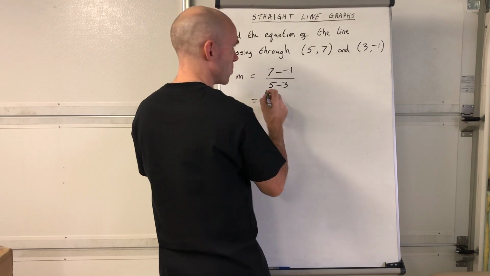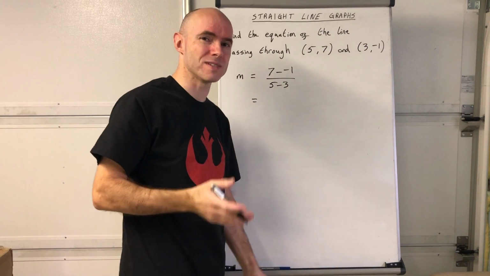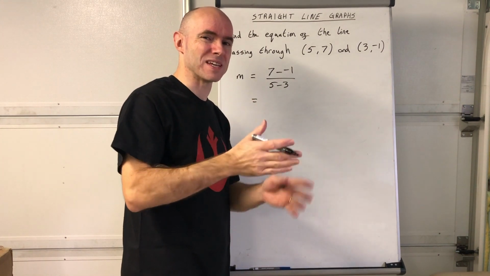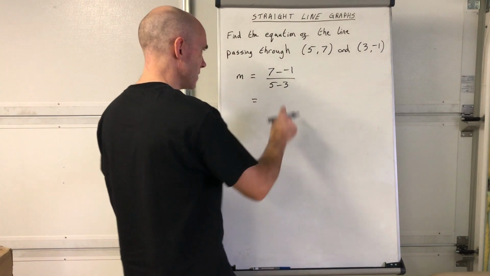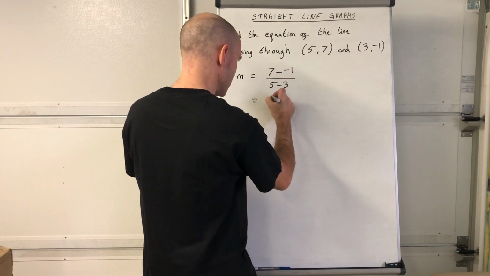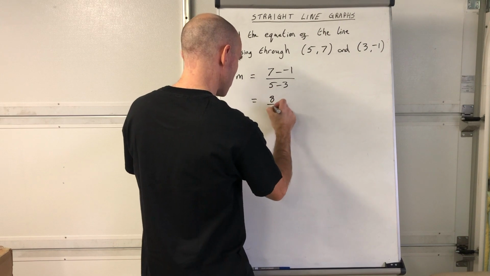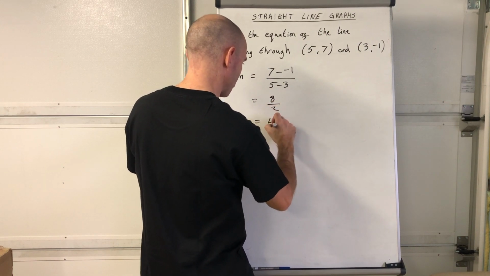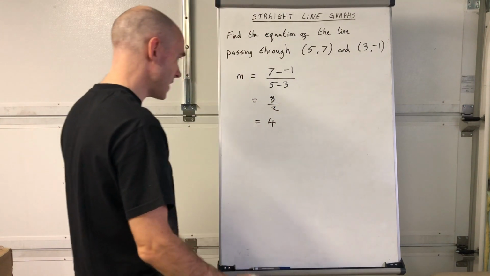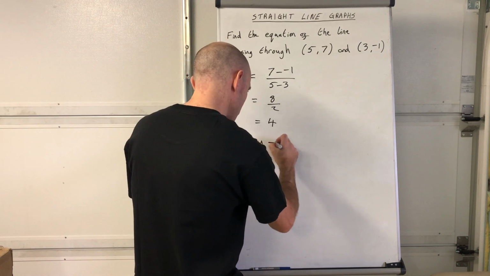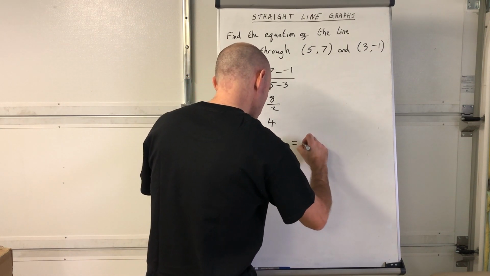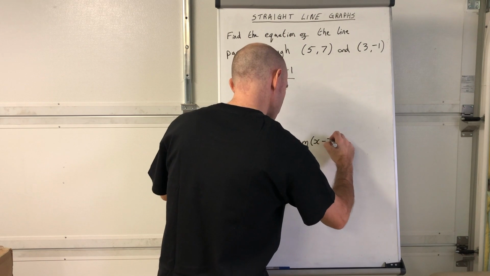Do remember to do y coordinates over x coordinates. This is A-level maths now, it's a mistake you cannot afford to make at this level. So 7 plus 1, that's 8, and 5 subtract 3, that's 2, so the gradient is 4. So we've got that. Next, we're going to use this equation, y minus y1 equals m(x minus x1).